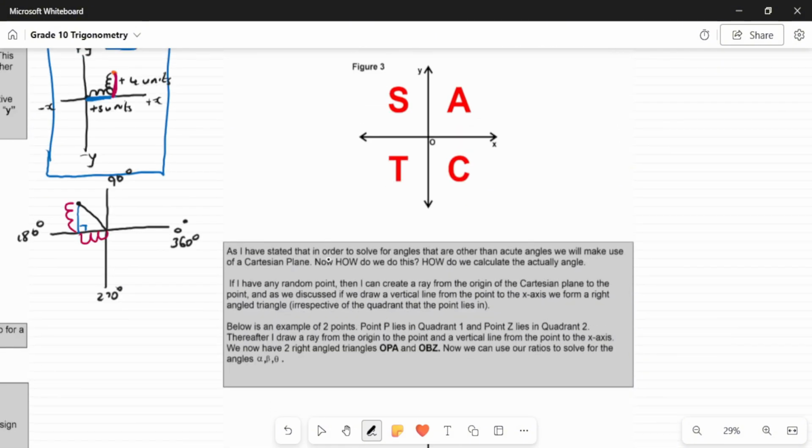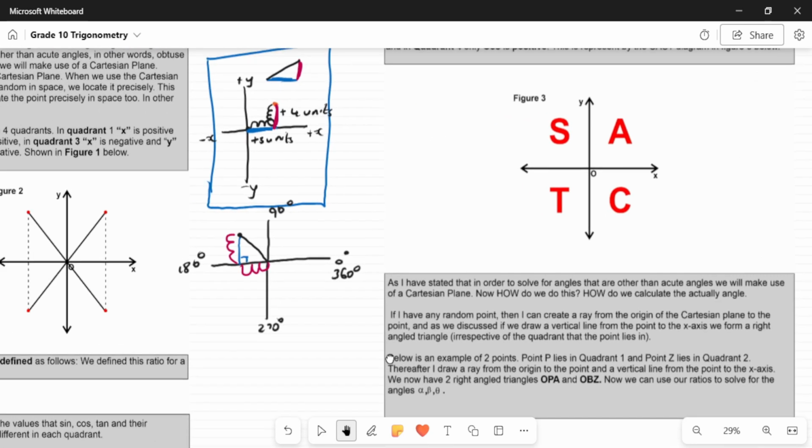As I've stated, in order to solve for angles that are other than acute angles, we will make use of the Cartesian plane. Now, how do we do this? How do we calculate the actual angle? If I have any random point, then I can create a ray from the origin of the Cartesian plane to the point. And as we discussed, if we draw a vertical line from the point to the x-axis, we form a right angle triangle, irrespective of which quadrant the point lies in.